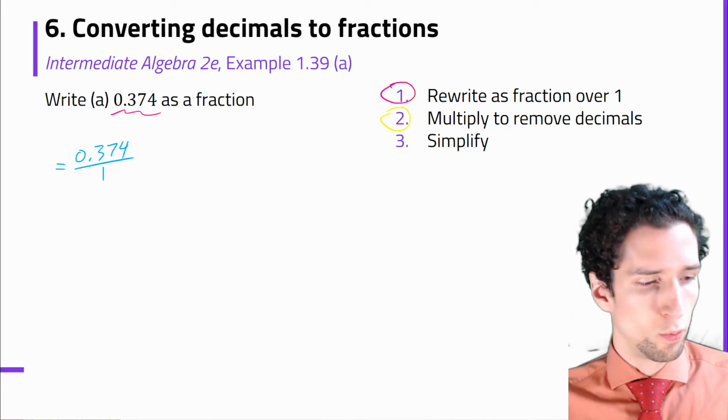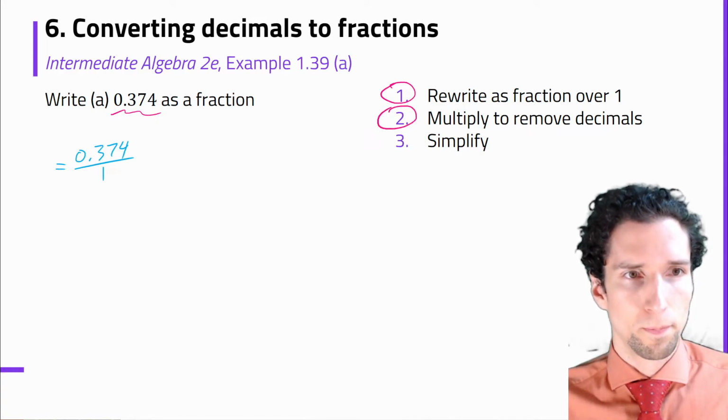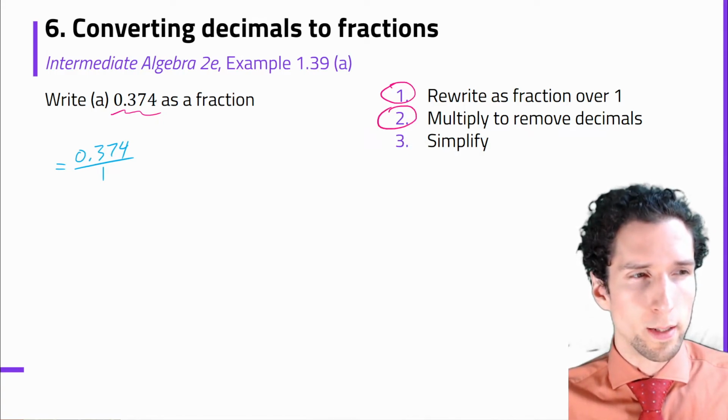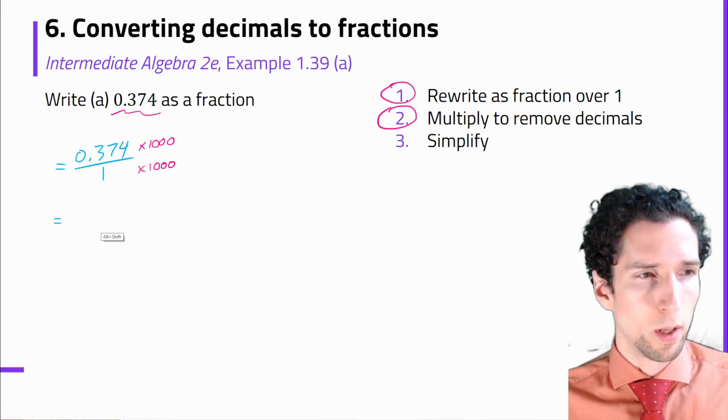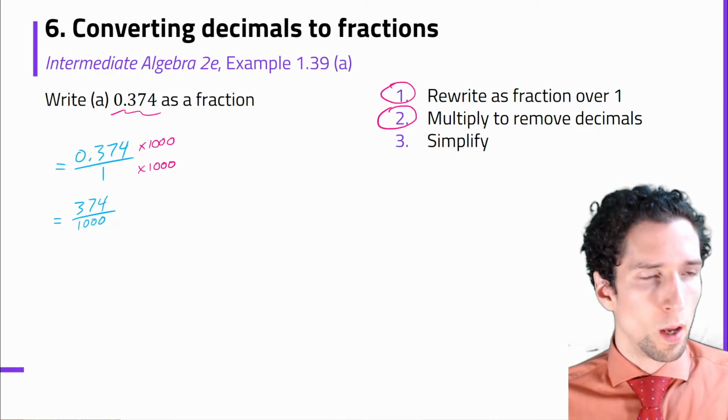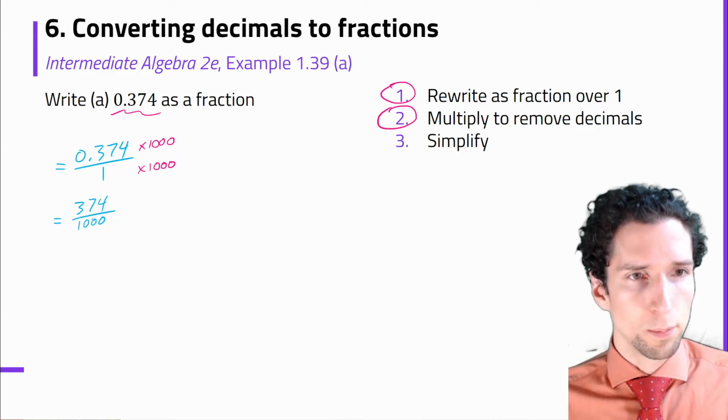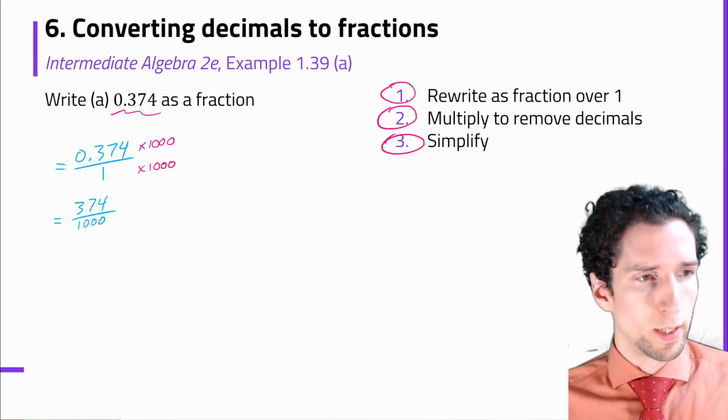Multiply to remove decimals. If we want to get rid of the decimal in 0.374, we're just going to multiply by 1,000. And if we do something to the top, we must do the same thing to the bottom, to keep everything balanced. 374 over 1,000. But we can simplify this a little bit, so let's do that.